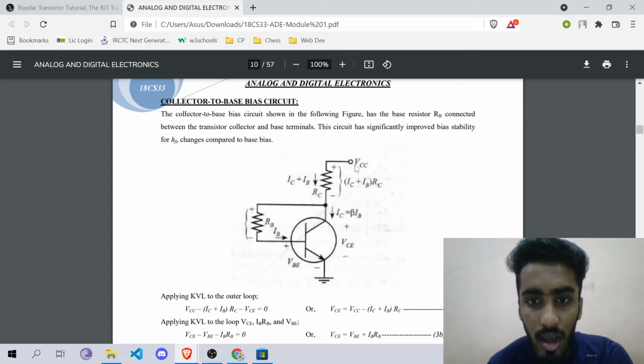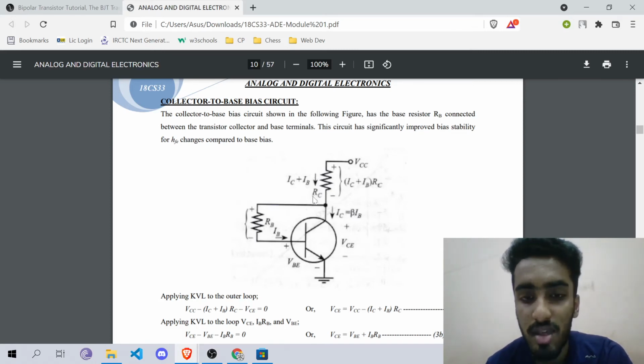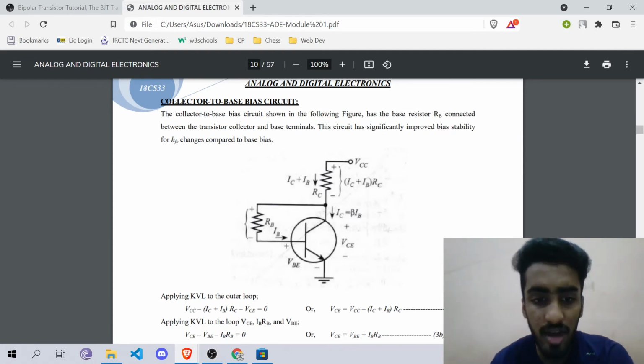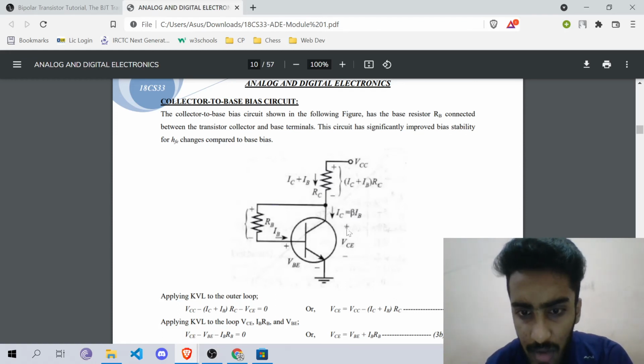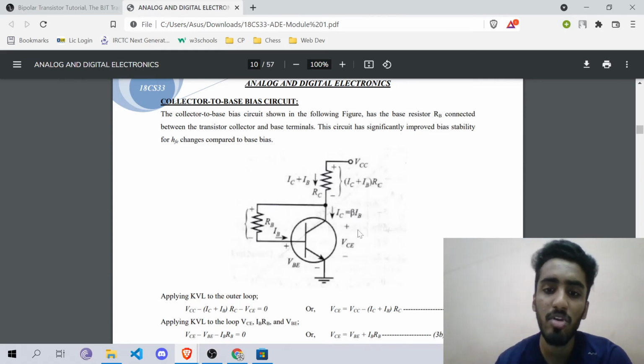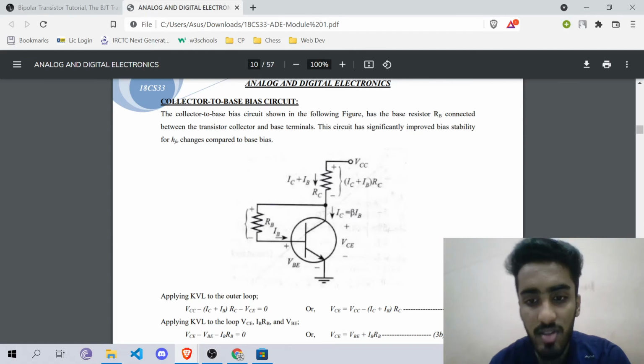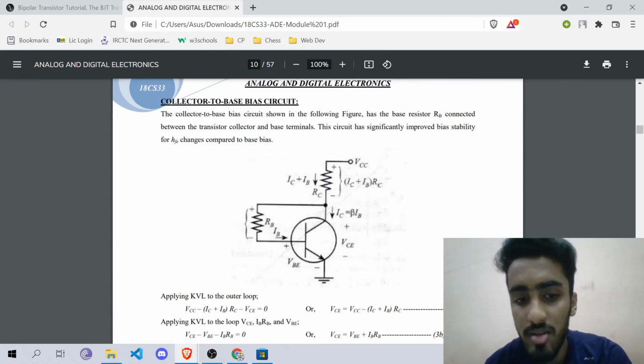Now applying KVL, we get VCC, as we are going along the direction of the current, so there is a potential drop across the resistor RC. That drop is equal to IC plus IB into RC. And as you are going along the direction, it's negative: minus IC plus IB into RC. And coming across VCE, we go from the positive terminal to the negative terminal, so there is a potential drop, so minus VCE. Rearranging this equation, we get VCE is equal to VCC minus IC plus IB into RC.